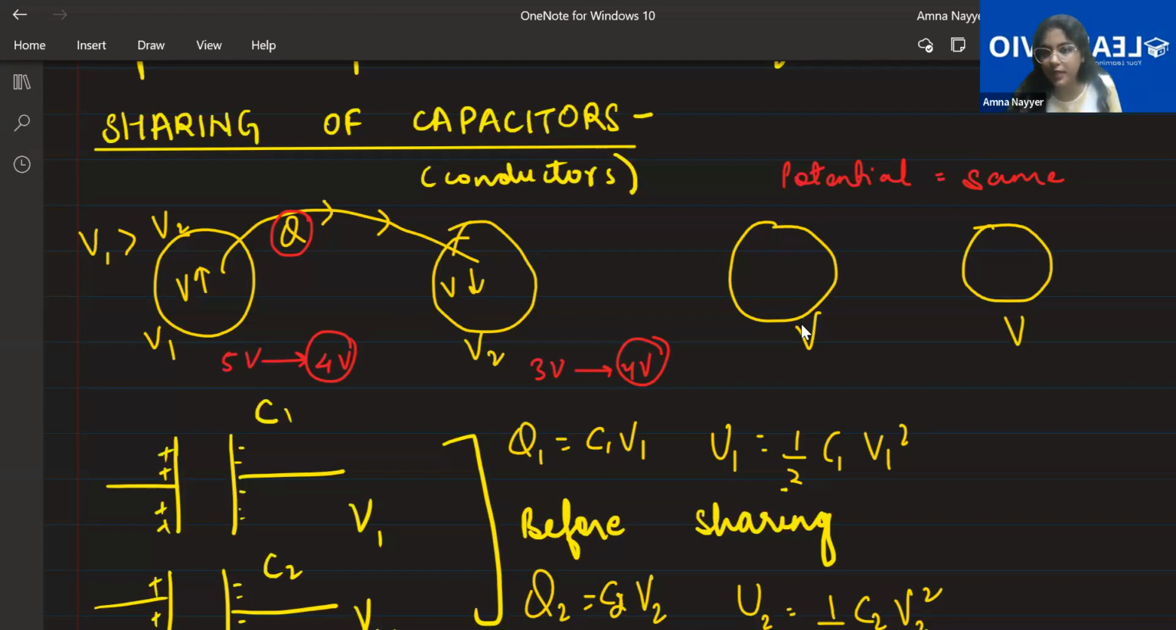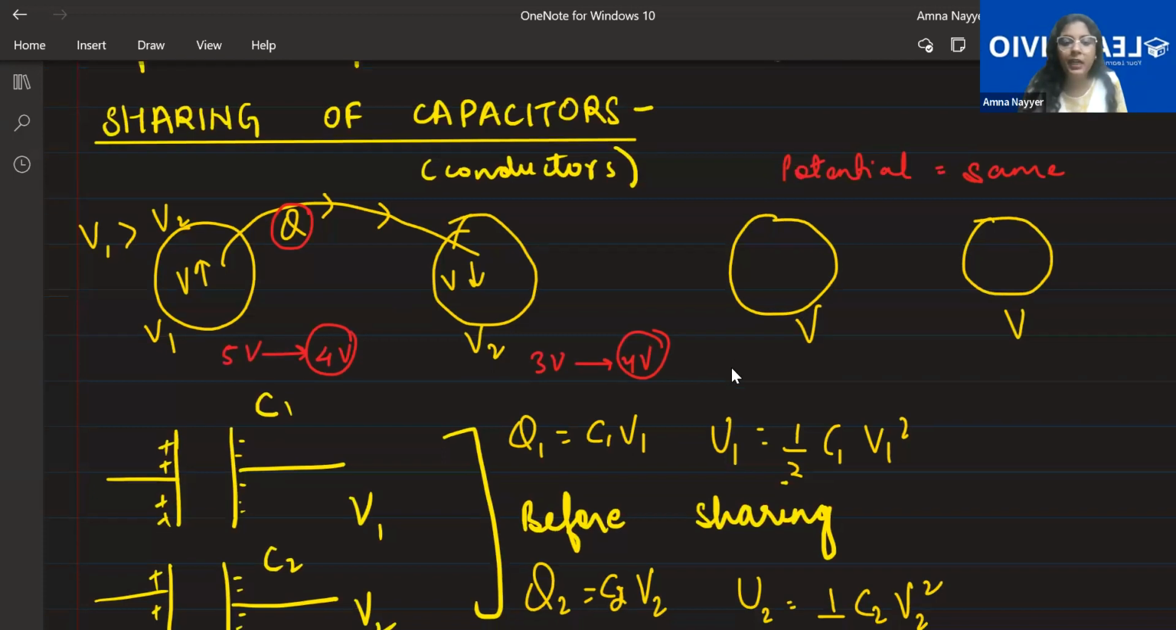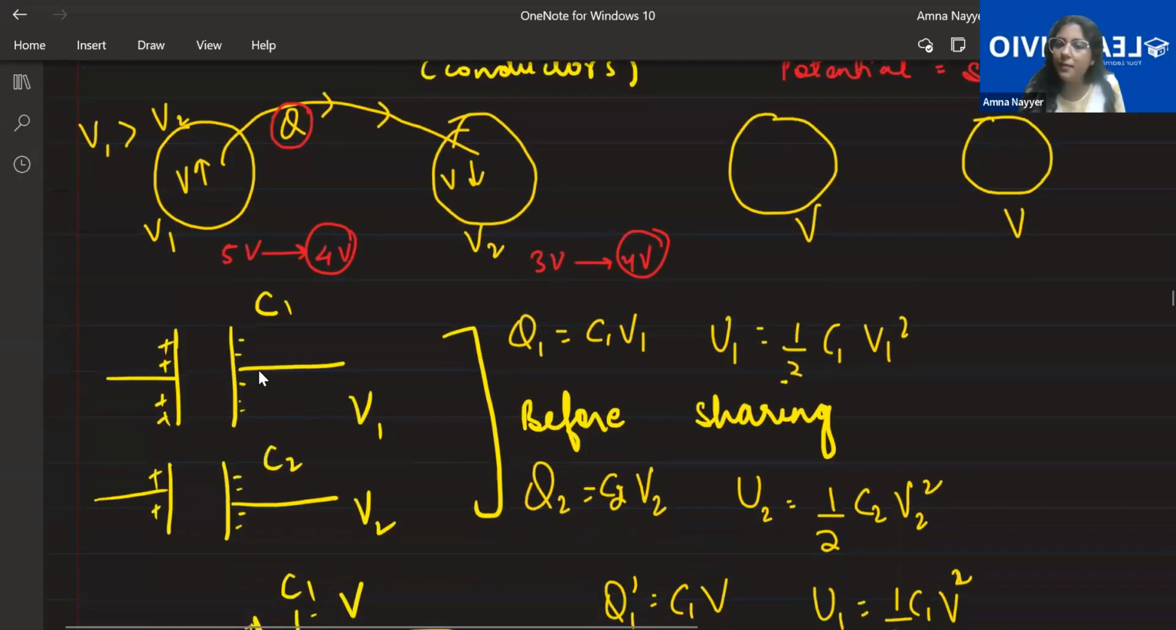Sharing of conductors, usually this happens. Coming to capacitors specifically, let's say this was the capacitor C1, potential was V1. This was before sharing. You have not connected them.